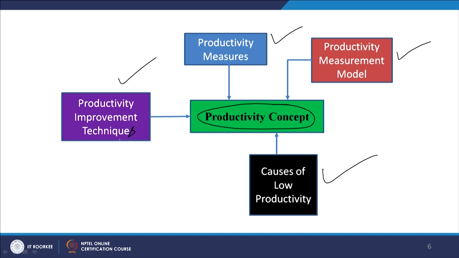So, in order to understand the concept, we will develop our discussion based on these four or five important directions which are listed here: causes of low productivity, productivity improvement techniques, productivity measurement models, and productivity measures.